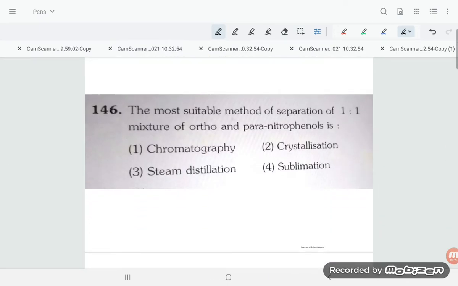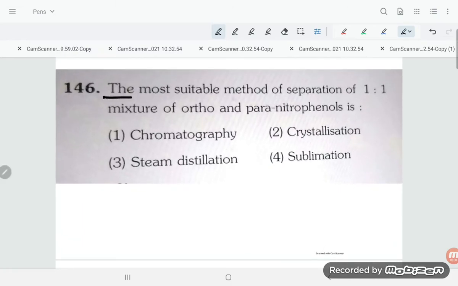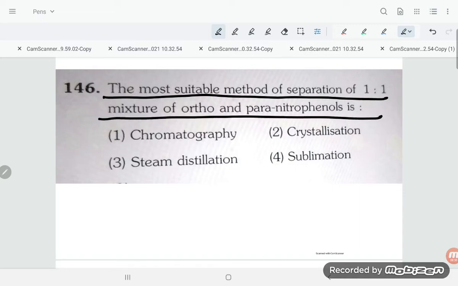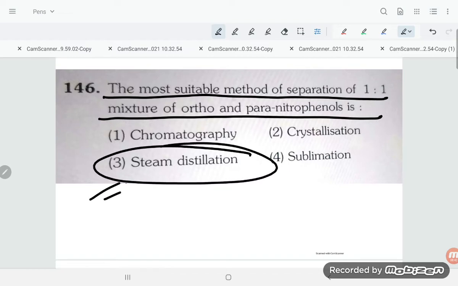Okay, now move to question number 146. The most suitable method for separation of a 1:1 mixture of ortho and para nitrophenol. We have to separate ortho and para nitrophenol, and that is steam distillation, student. The ortho and para isomers can be separated by steam distillation, as orthonitrophenol is steam volatile due to intramolecular hydrogen bonding, while paranitrophenol is less volatile due to intermolecular hydrogen bonding, which causes association of molecules.